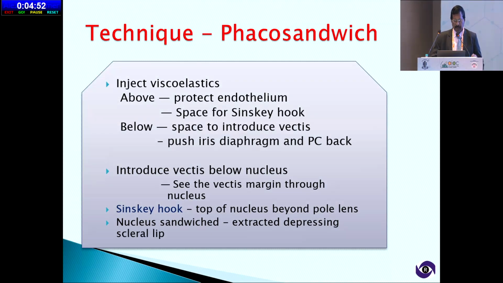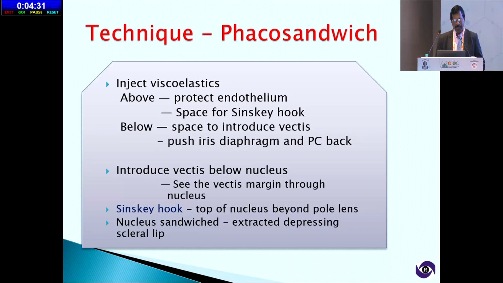In this technique, inject viscoelastic once you complete the section and have done the capsulorhexis. Inject viscoelastic above the endothelium, above the lens, to protect the endothelium and make a good space for putting the Sinskey hook, and below the lens to introduce the vectis. So push the iris diaphragm back.